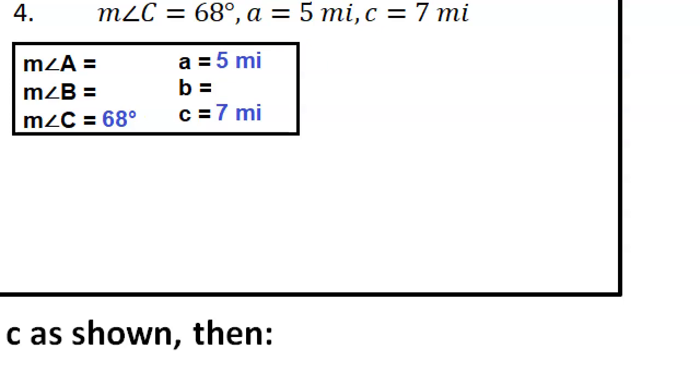So if we're talking about what letter we know the complete story of, that would be letter C. We know that the angle is 68 degrees, and we know that the side that goes with it is 7. If we're talking about the letter that we know something about but not everything, that would be the letter A. So sine of A over 5.